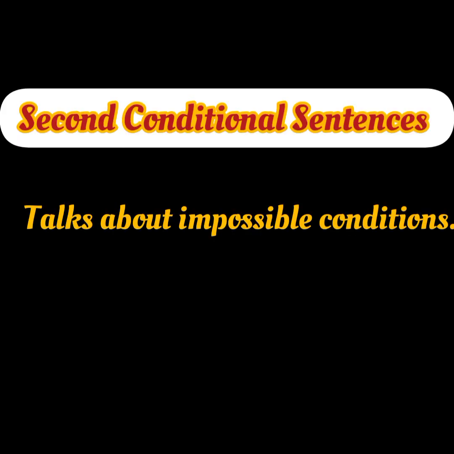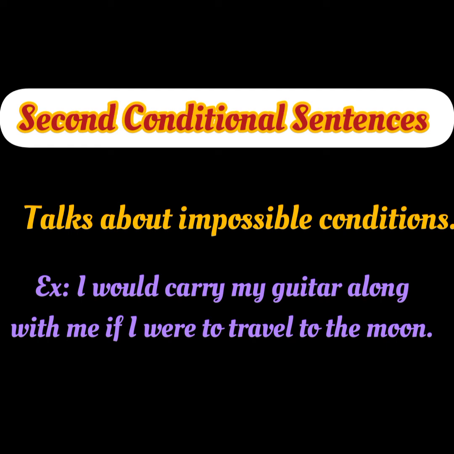Next is second conditional sentences. Second conditionals are sentences that talk about impossible conditions. For example, I would carry my guitar along with me if I were to travel to the moon. Here, the sentence talks about the impossible condition, that is, traveling to the moon.